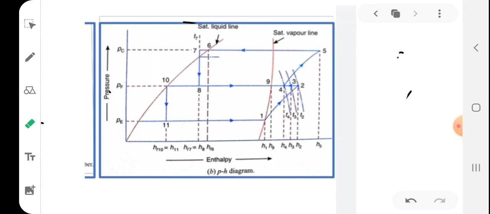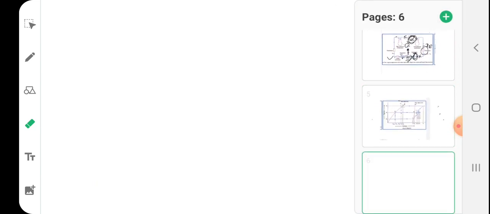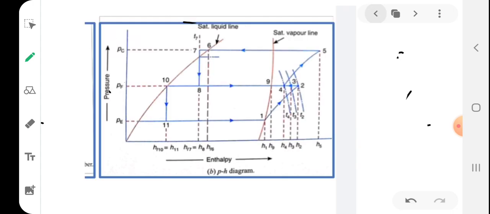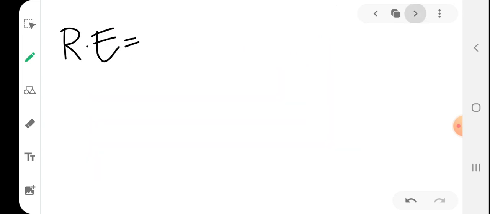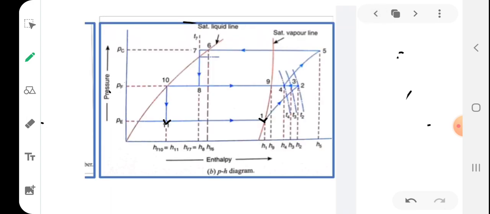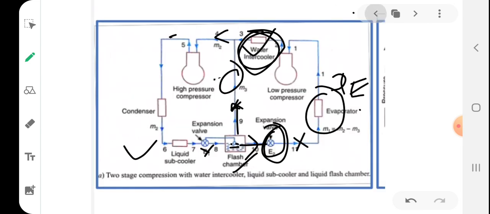So you can see here, how to calculate the COP and refrigerating effect and all. So students, what is refrigerating effect? Refrigerating effect is nothing but this, right? H1 minus H11. So what is the mass of refrigerant passing through the evaporator?